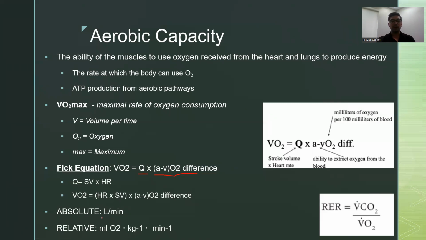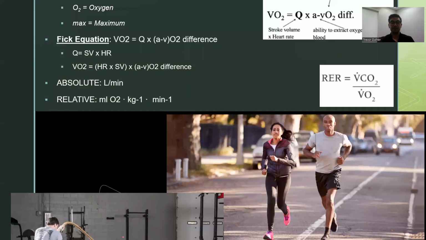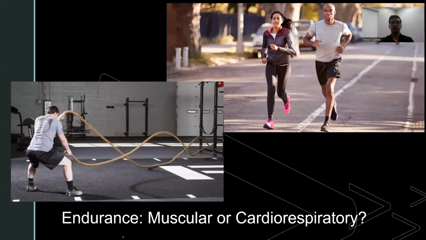And then we remember that we have absolute, which is just liters per minute, the amount of oxygen that you're consuming in total, versus relative, which is relative to your body mass. That is how much oxygen you're consuming per kilogram of body mass, which is a little bit more important when talking about VO2 for aerobic fitness, because it is individualized to the person.